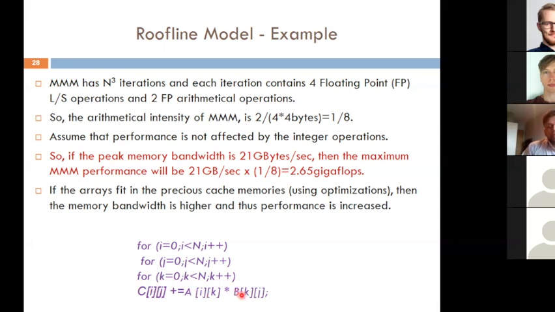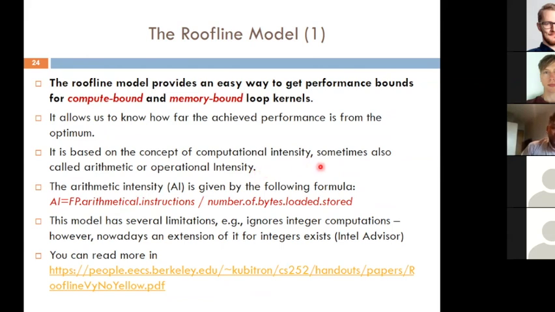So altogether 16 bytes. If we use this formula, it's floating point arithmetical operations over 16 bytes, which gives us an arithmetical intensity (AI) of 1/8. So this is how we can calculate arithmetical intensity, based on computational intensity, using this formula.